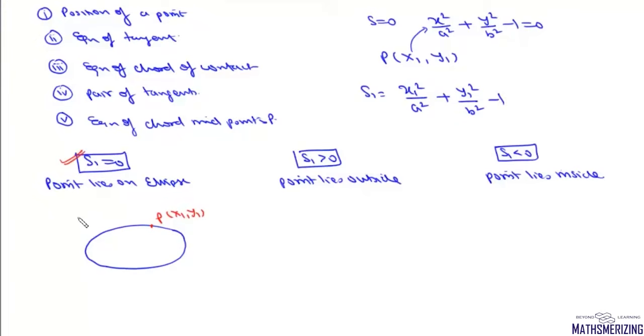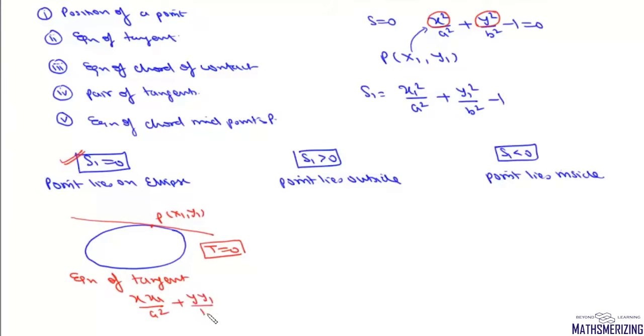Now if the point lies on the curve, then the best way to find equation of tangent is T equals to 0. So if the point lies on ellipse, then equation of tangent is given by T equals 0. Now how do we write T? Now in place of x square, we'll write x x1, and in place of y square, we'll write y y1. So equation of tangent is given by x x1 upon a square plus y y1 upon b square, and it is equal to 1. So this is the equation of tangent drawn at a point P whose coordinates are x1 and y1.